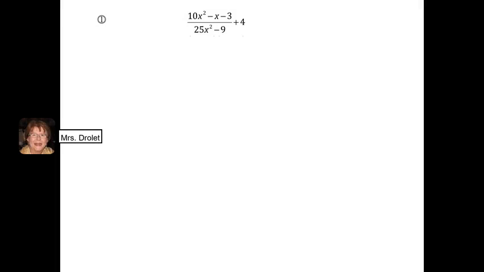Now, I did mention in the previous lesson that the first step is always to factor our numerators and denominators. We didn't have any of those cases in the prior voice thread, but now we do. Do you remember your factoring methods? Would you please factor the numerator and the denominator?